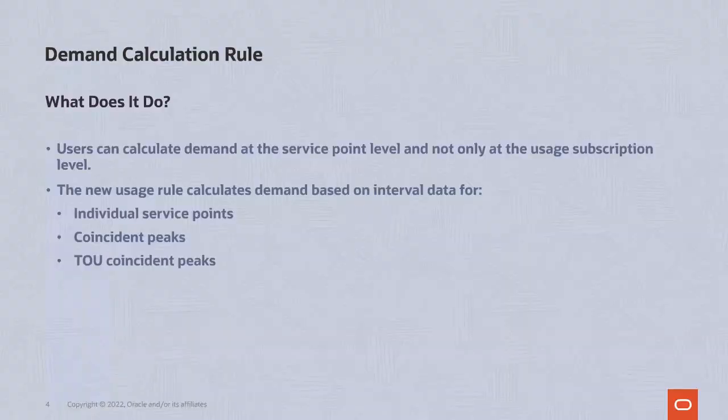So what is the demand calculation rule? Well, this allows users to calculate demand at the service point level and not only at the usage subscription level. This new usage rule calculates demand based on interval data for individual service points, coincident peaks, and TOU coincident peaks.